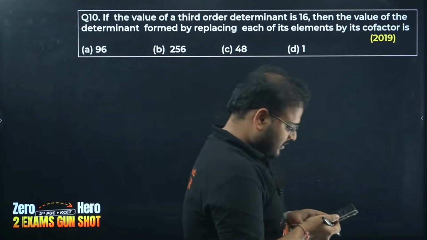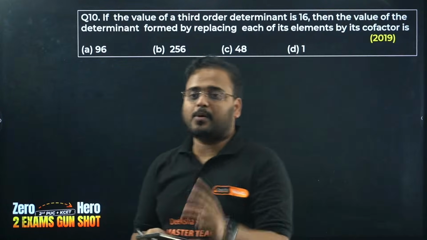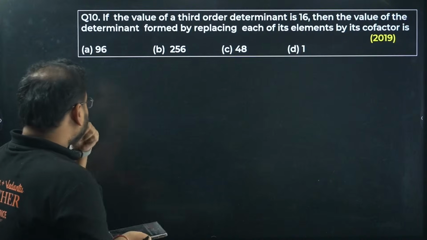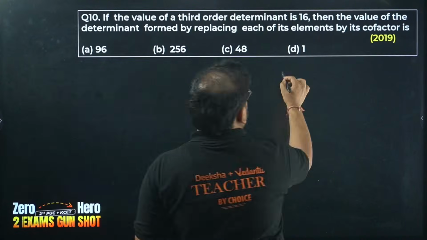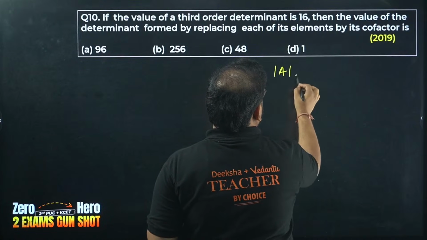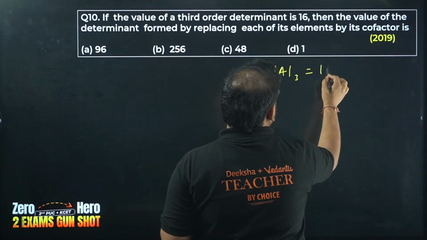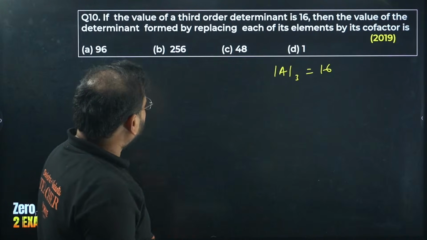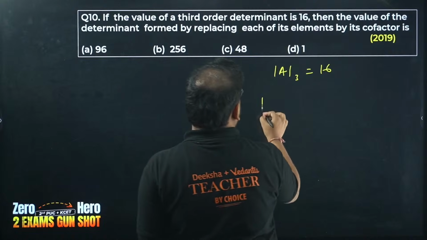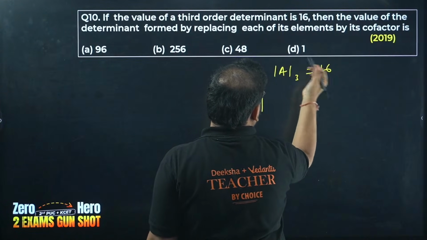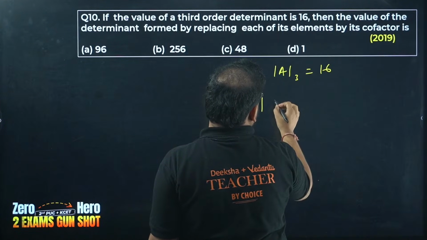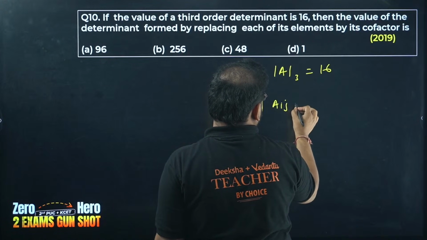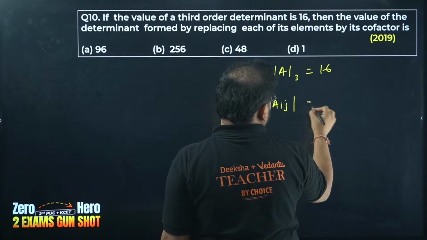10th one. Last couple of questions, guys. Yes, last two problems I want to discuss. If the value of a third order determinant of a matrix which has order 3 is 16, then the value of the determinant formed by replacing each of its elements by its cofactor. So basically I'm going to write this as the cofactors matrix, right? Cofactors, this they're asking, correct?